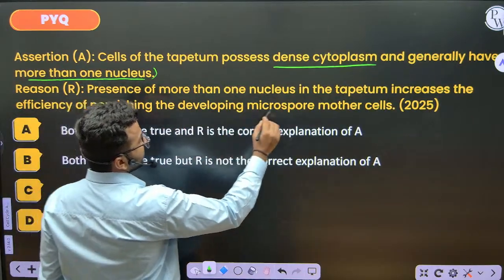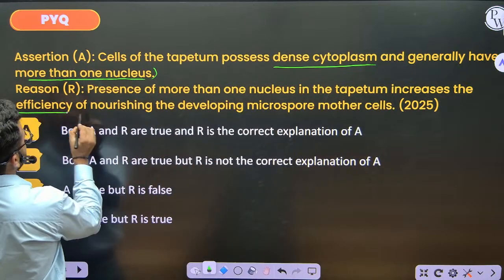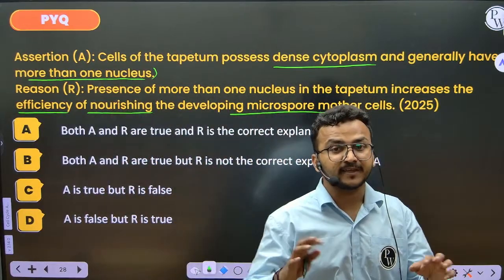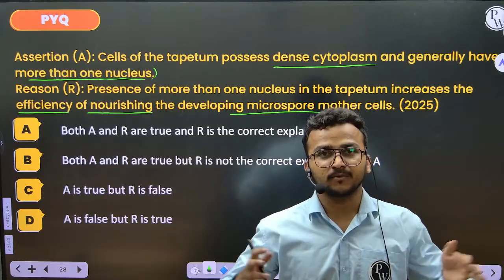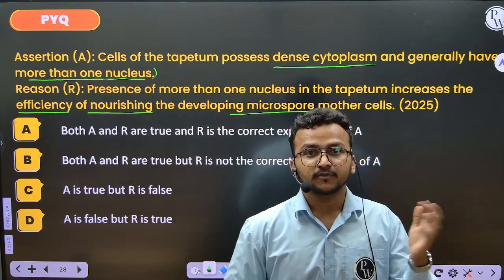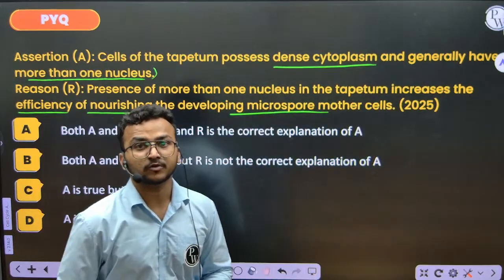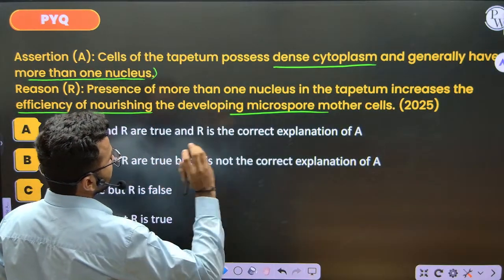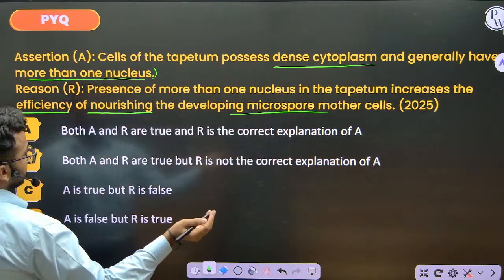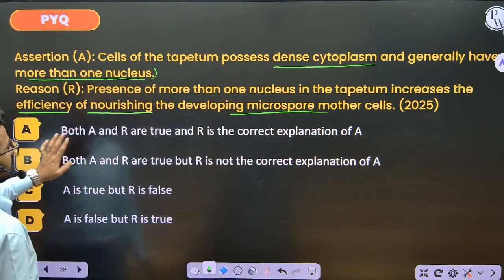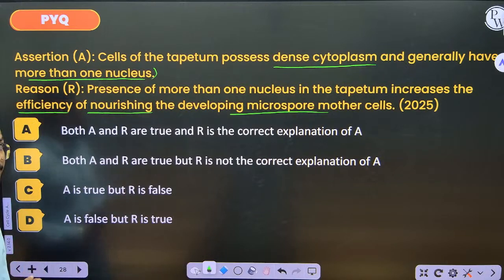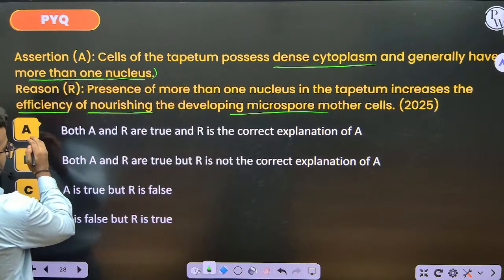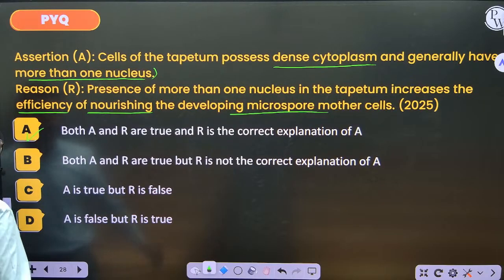Reason: presence of more than one nucleus in the tapetum increases the efficiency of nourishing the developing microspore mother cell. It increases its efficiency if it has more than one nucleus and more cytoplasm, more food, so it can supply nutrition to the developing sporogenous tissue. Both the assertion and the reason are true, and the reason explains the assertion.